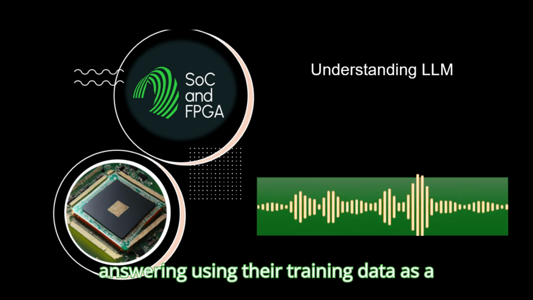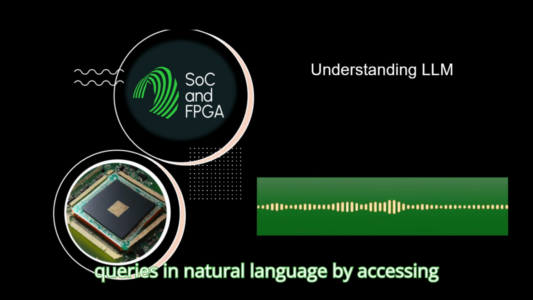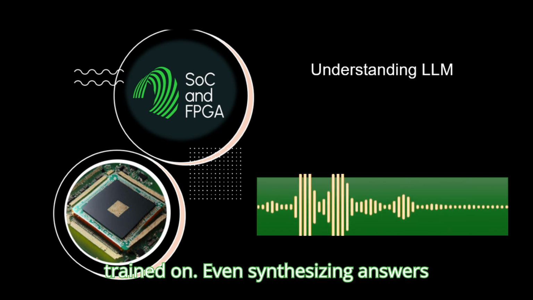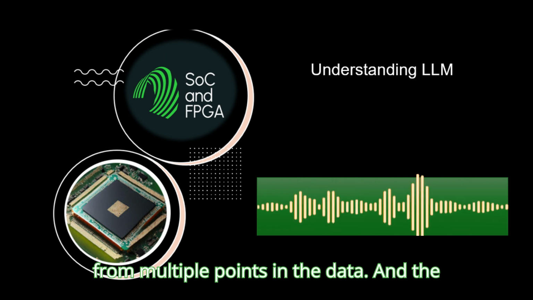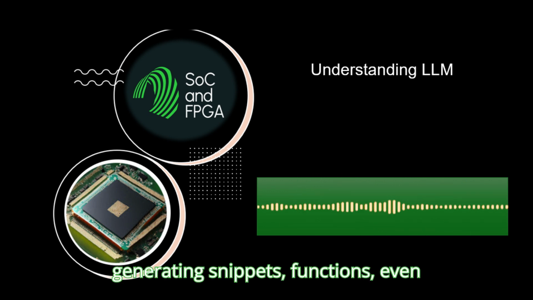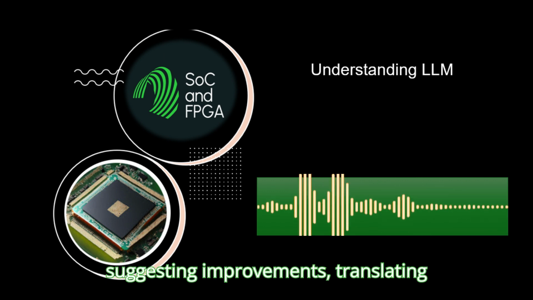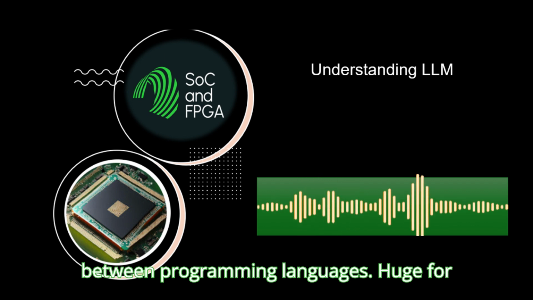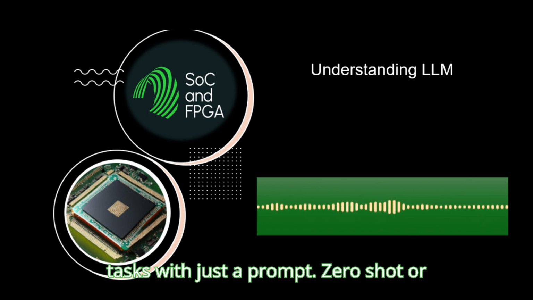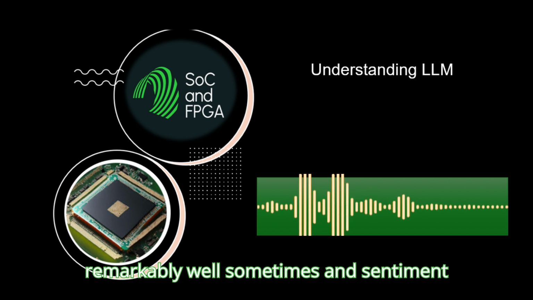And question answering, using their training data as a knowledge base. Exactly. Responding to queries in natural language by accessing and processing the information they were trained on, even synthesizing answers from multiple points in the data. And the code generation aspect is fascinating, writing code from descriptions. Yeah, generating snippets, functions, even whole modules, analyzing existing code, suggesting improvements, translating between programming languages. Huge for developers. And they can often do new tasks with just a prompt, zero-shot or few-shot learning. That's the power of transfer learning again. They generalize remarkably well sometimes.